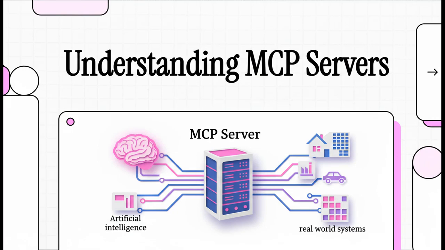Hey everyone, and welcome. Today, we're diving into some really cool technology that could totally change how we use artificial intelligence. We're talking about something called MCP, that's Model Context Protocol Servers. And believe me, they're designed to give AI a whole new set of superpowers.